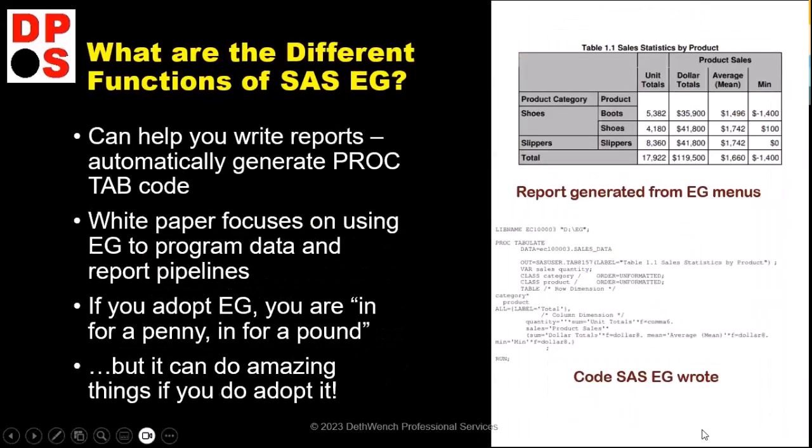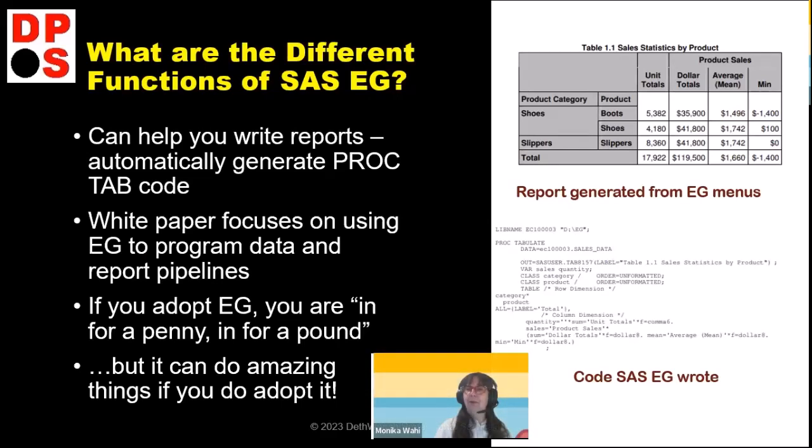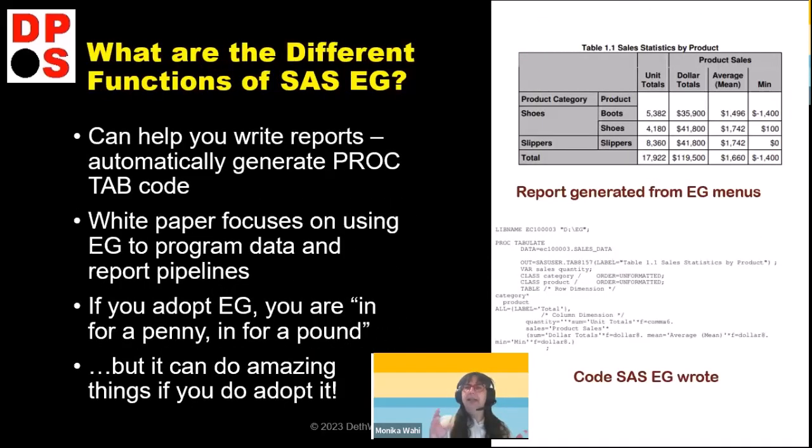So this is one of the functions that Enterprise Guide does: it can help you write reports in PROC TABULATE. I thought this was really cool. This is from Sunil's paper. So what you can do is you're connected, maybe I should go back one. You're connected to data stores. Oh, it doesn't show it here. You can connect to data stores and then you can do some sort of dragging around to create this.